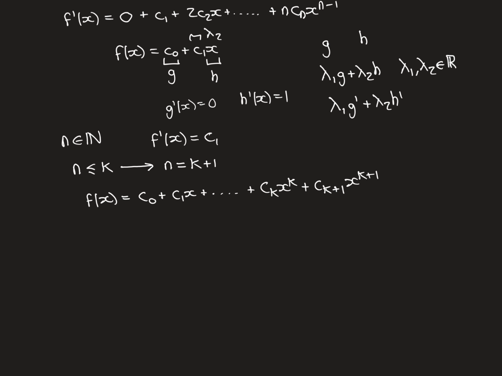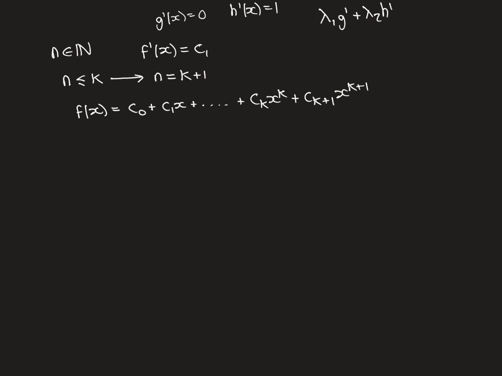So we now want to prove that our theorem is going to be true for this. So the way we're going to do this is we're going to split it up into two parts and apply the linearity of differentiation. So we can view this part as our g function in the linearity of differentiation, and we can view this part as our h function, and then this value here is lambda 2.